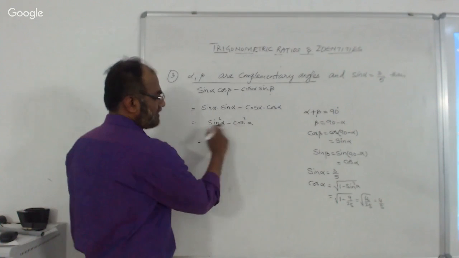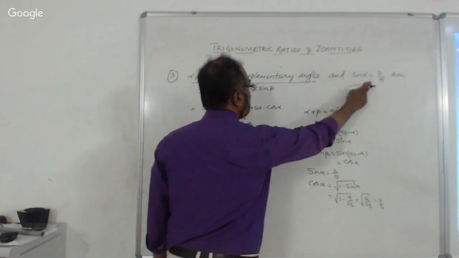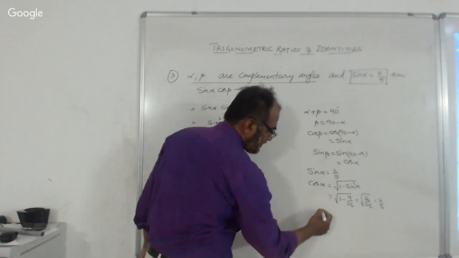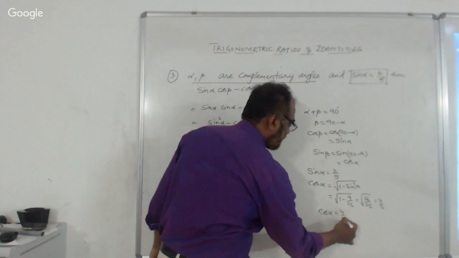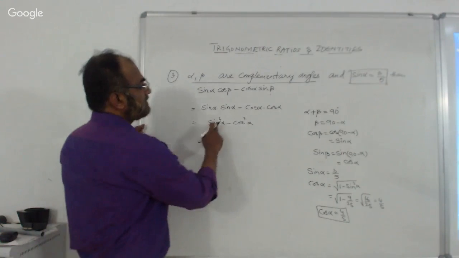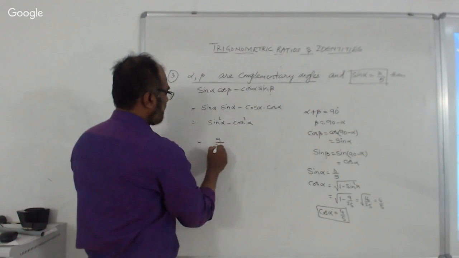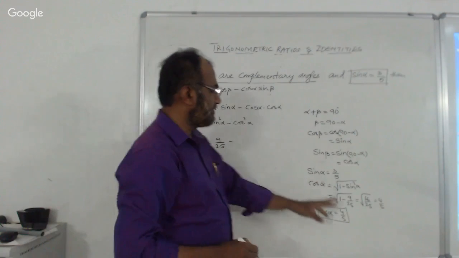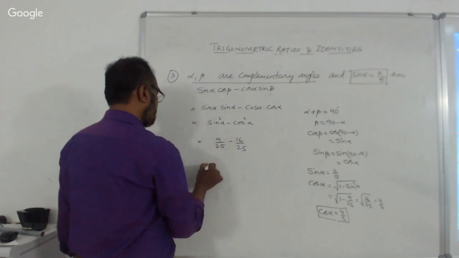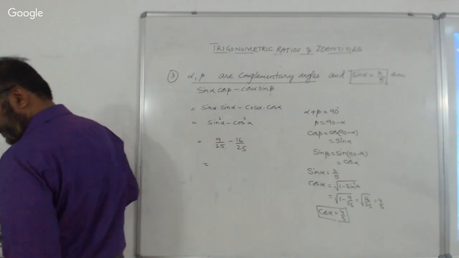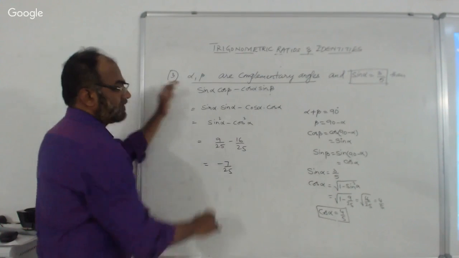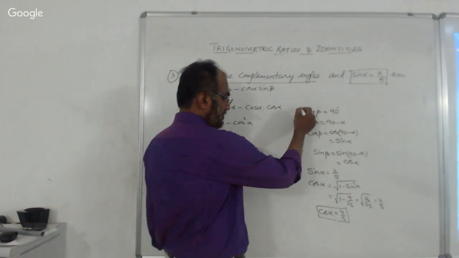Sin alpha is 3 by 5 and cos alpha is 4 by 5. Substitute both the values. Sin square alpha is 9 by 25, cos square alpha is 16 by 25, so the answer is minus 7 by 25. Make a note of this complete solution also.